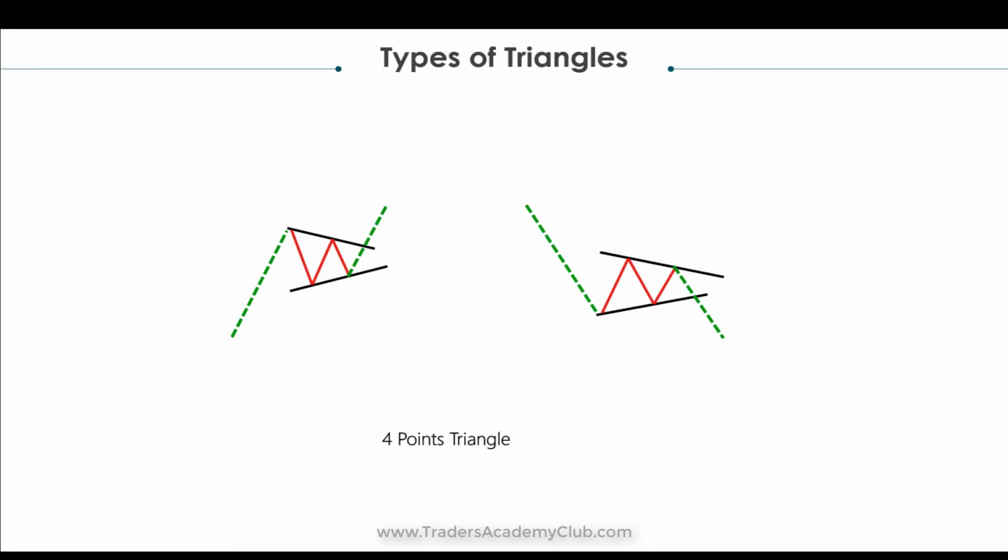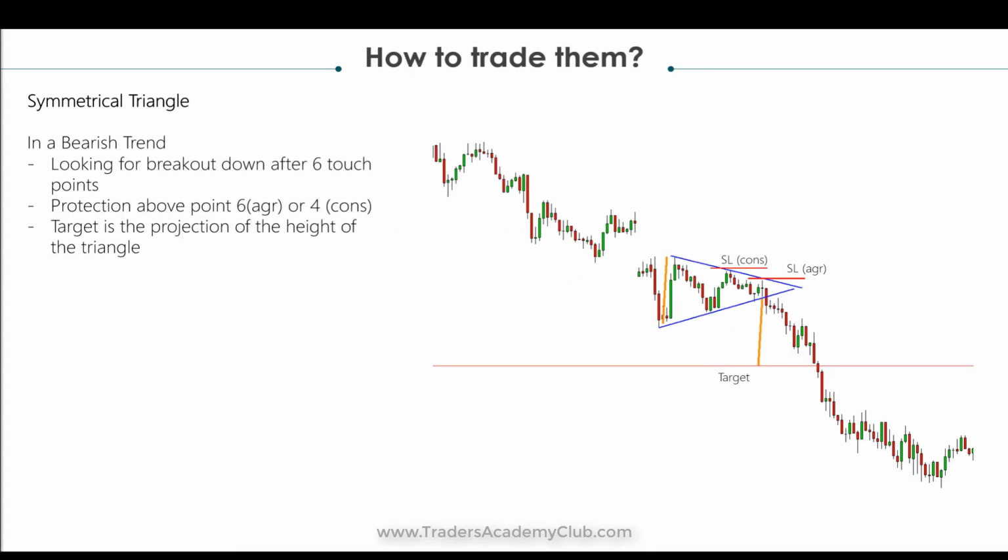All right, now let's go ahead and talk about a few examples. Starting with the symmetrical triangle in a bearish trend. Here is our trend. This is where a consolidation is happening in the form of a symmetrical triangle, and we start counting the points. We get 6 points with this one here. After that, a breakout occurs and we're looking to sell.